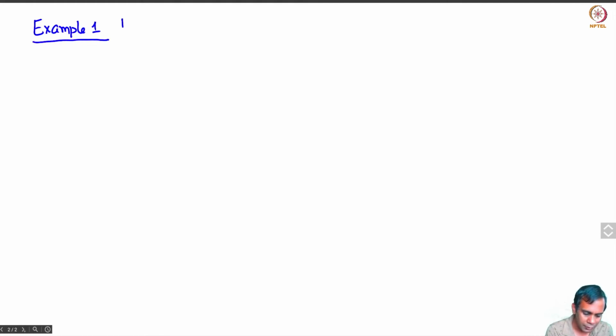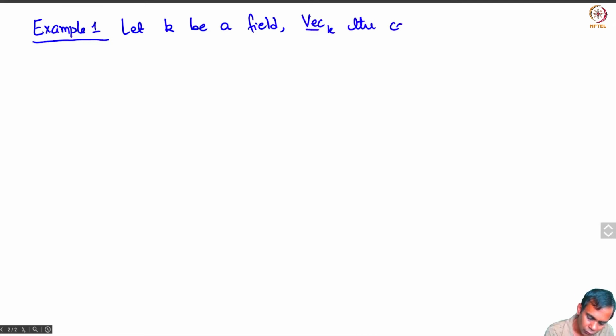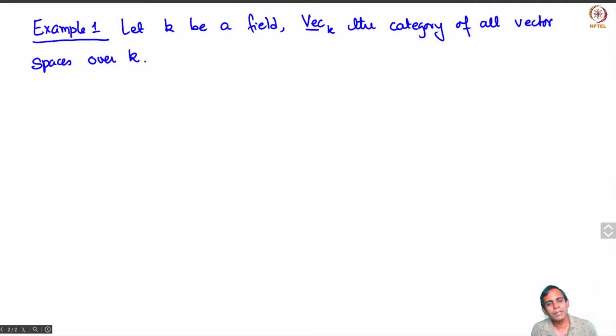So let K be a field, and let's write Vec_K for the category of all vector spaces over K. So remember, in this category the objects are vector spaces over K, and given two vector spaces V and W, the arrows from V to W are all the K-linear transformations from V to W.